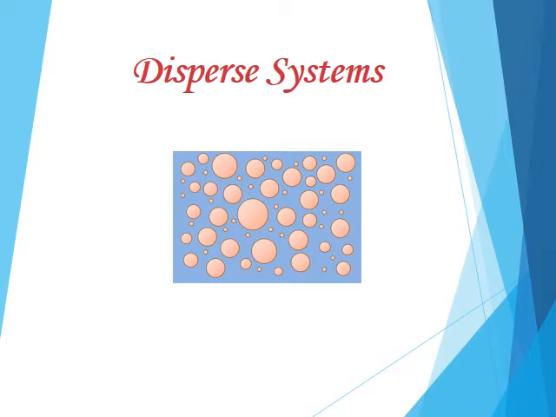Now sometimes we call the dispersed phase the internal phase. The dispersion medium is sometimes called the continuous or external phase. So we sometimes call it the dispersed phase or internal phase. That's for the inner part of the system, and for the external part we call it the continuous phase or the dispersion medium of the system.